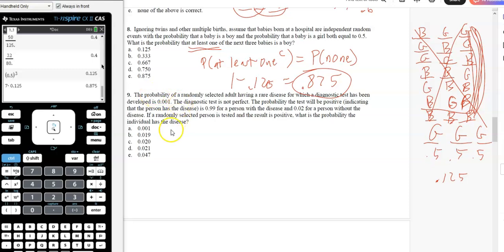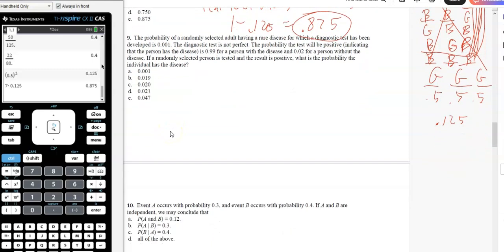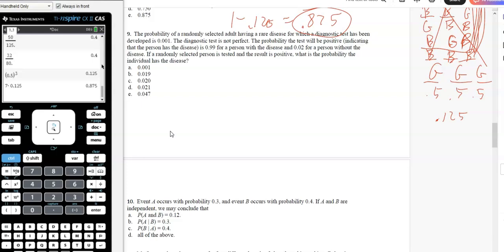The probability of a randomly selected adult having a rare disease is 0.001. So disease, I'm thinking, and no disease. So 0.001 for disease, and so no disease is 0.999.